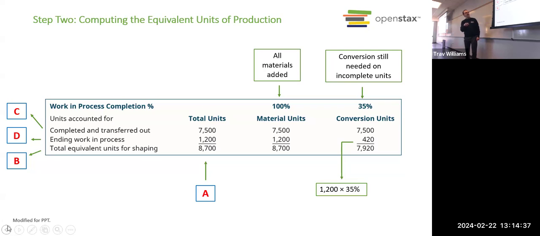Now, you might also remember this completed and transferred out. You always have the same number in all three columns. Why is the conversion units always the same as total and material units for completed and transferred out?